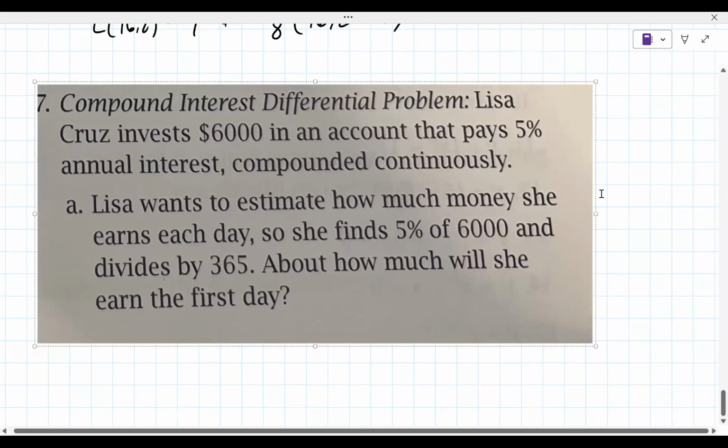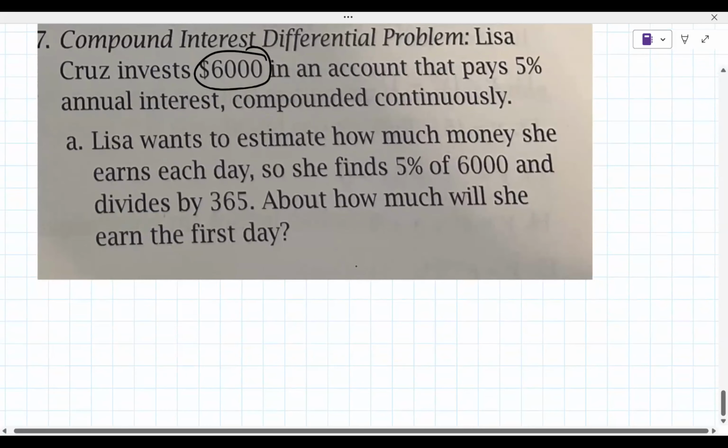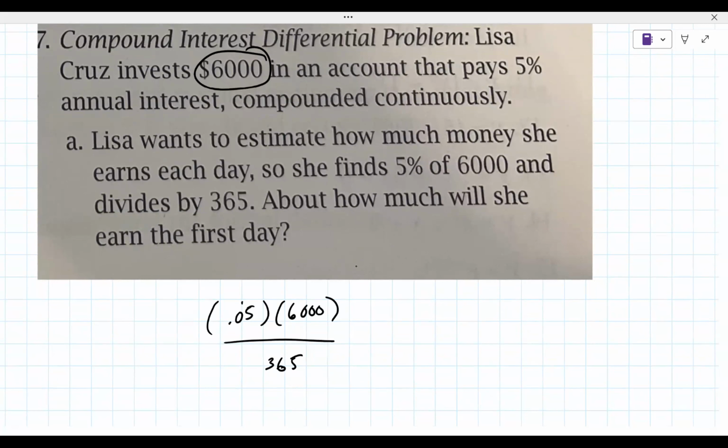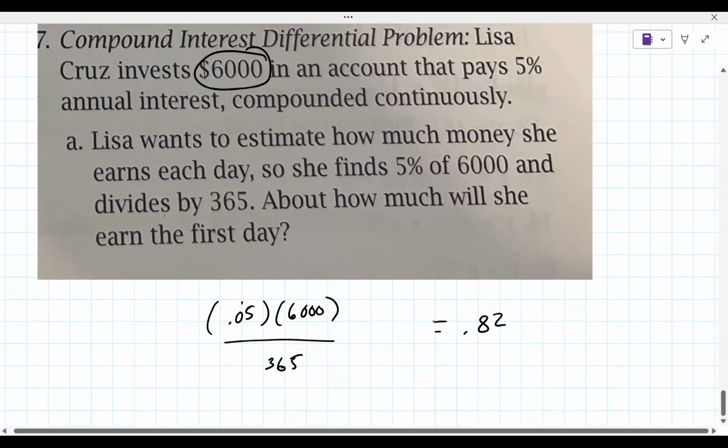Okay. Lisa invests $6,000. That's kind of important. You can do a Roth IRA, $6,000 a year. 5% annual interest. That's a terrible interest rate. You want much higher than that. Compounded continuously. That never happens. She wants to know how much money she earns each day. She finds 5% of 6,000 and divides by 365. About how much will she earn the first day? So you're basically taking 5%, 0.05, times 6,000 and dividing it by 365. Could you calculate that for us, please? 0.822. So about 82 cents a day is what she's earning.